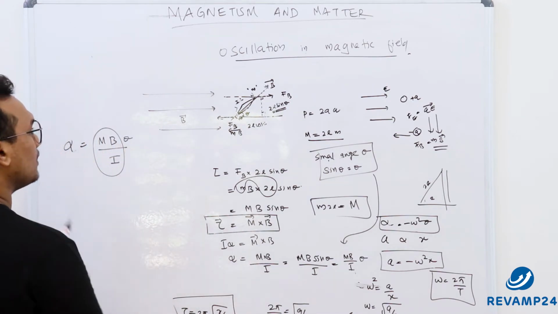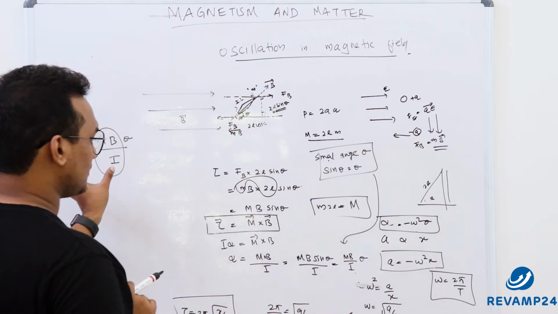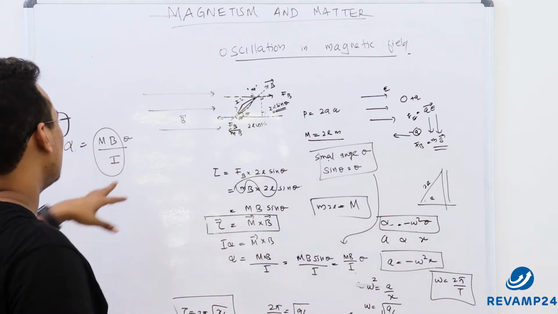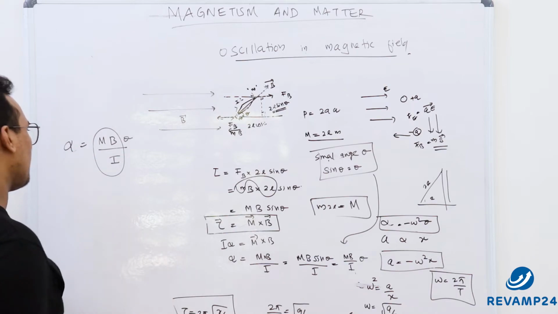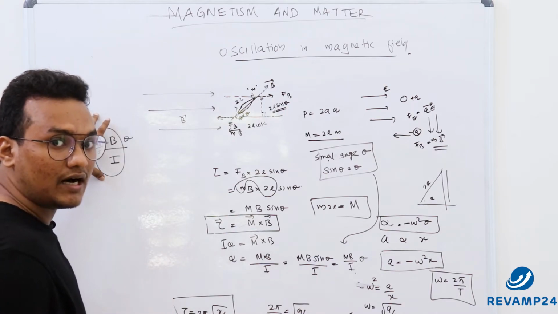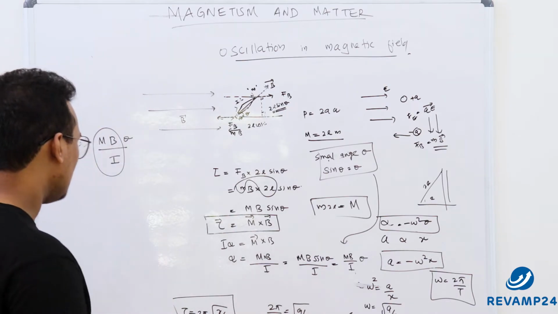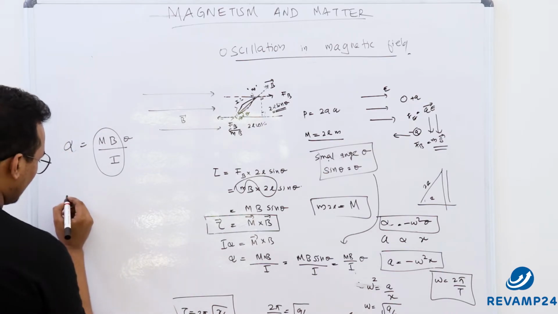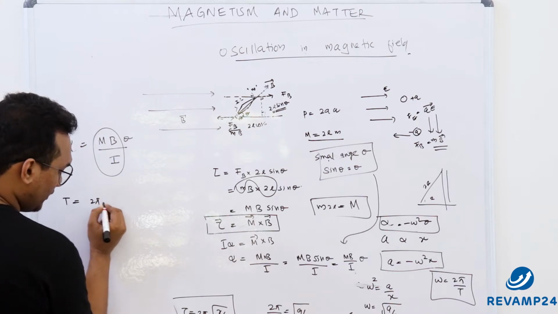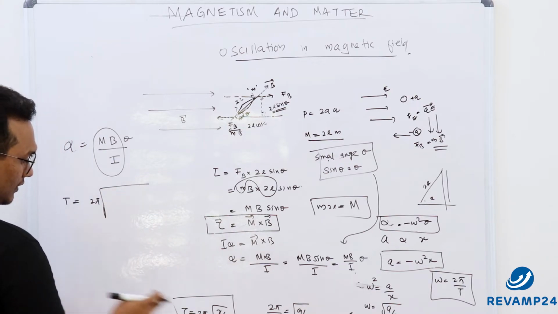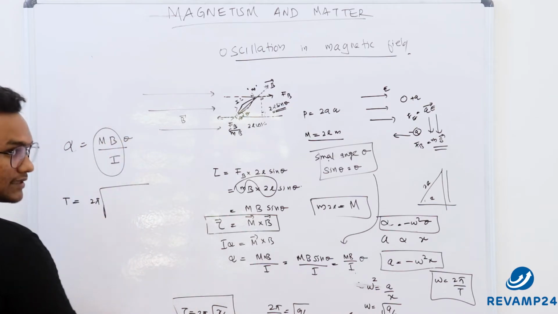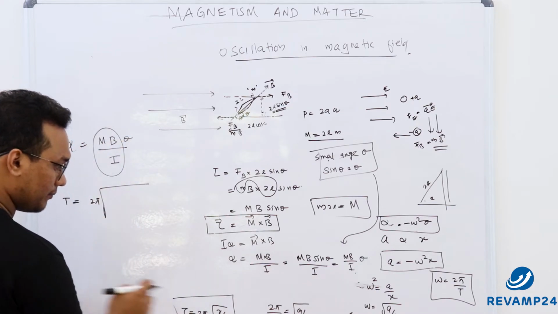So it is opposite to the displacement and directly proportional to the angular displacement, that is theta. So this one is simple harmonic motion. That is very important. Now if it is simple harmonic motion, I can substitute this equation here. What is the equation for time period? 2 pi into root of x by a, where x, in this case, will be theta, angular displacement.